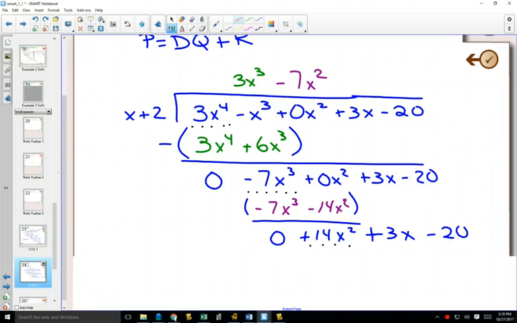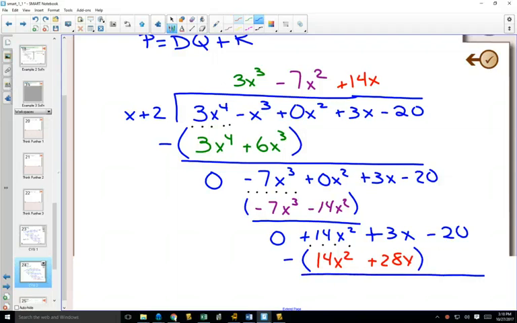Underdot again. So we're really just redoing the same thing over and over again. Now I have a 14x squared. What am I going to need to multiply by? Plus 14x. 14x times x is 14x squared plus 28x. Subtract 0, 3 minus 28, negative 25x minus 20.